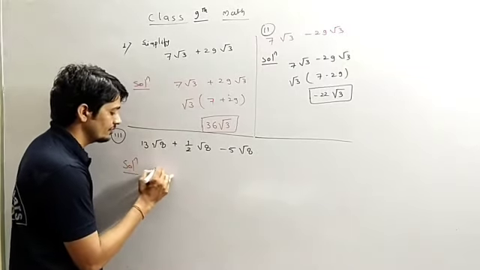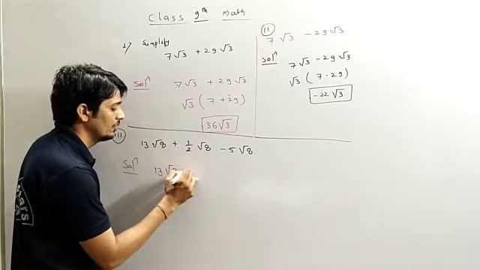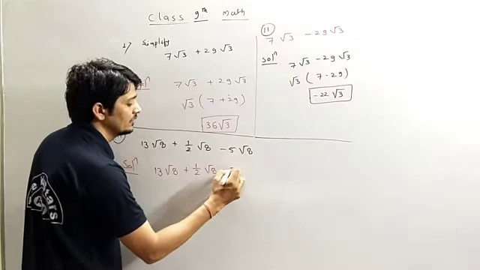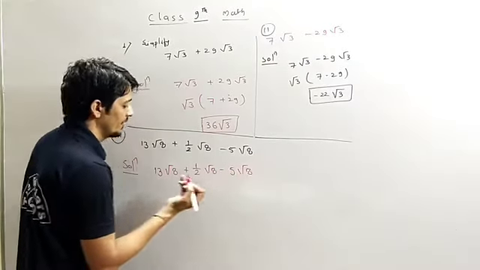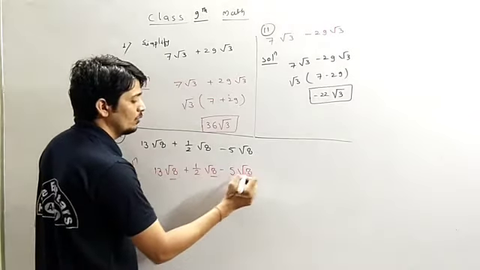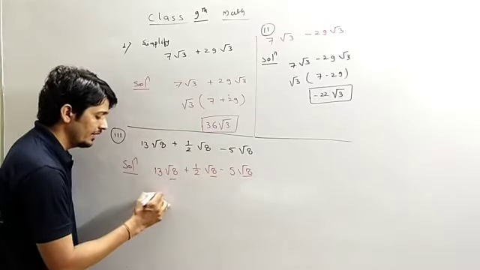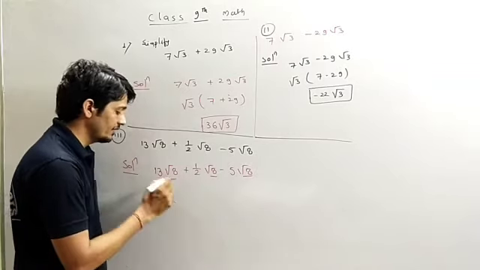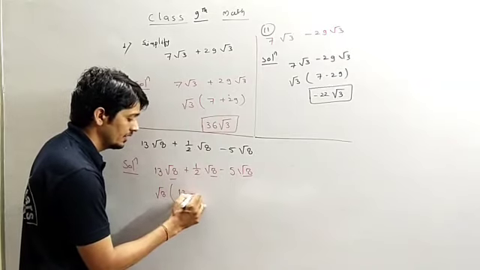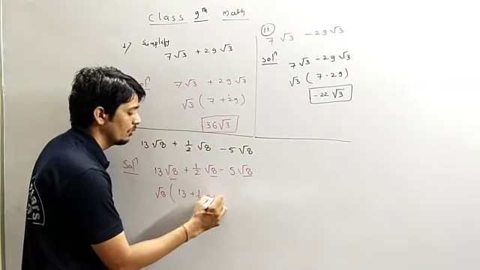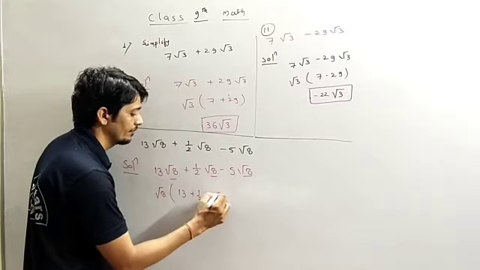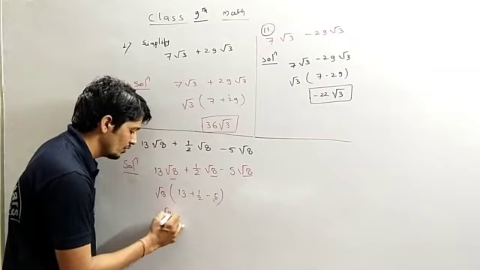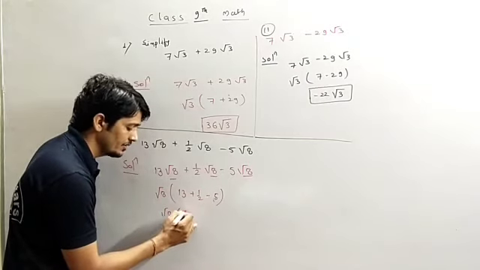We have 13 root 8 plus 1 by 2 of root 8 minus 5 of root 8. Again we have root 8 common. So we have to take root 8 common. So what will remain inside? 13 plus 1 by 2 minus 5. So 13 minus 5 is 8. Root 8 into 8 plus half.